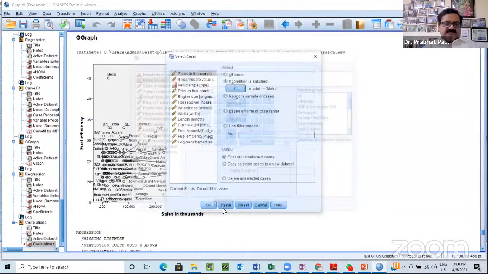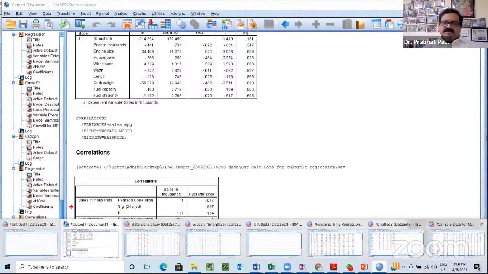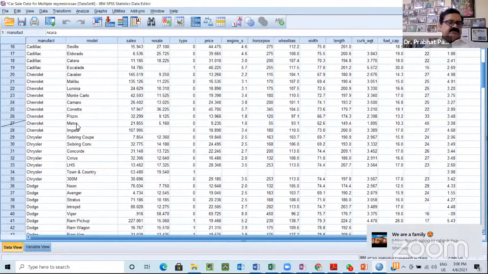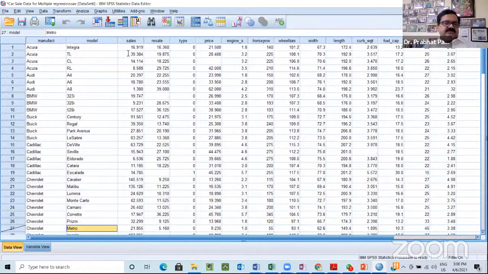And then we say Continue, and then OK. And then how has it affected the data set? If you look at the data set, you will see that Chevrolet Metro, in the 27th row, is crossed. This means when the data analysis is done, Metro will not be taken into account. So it will do the data analysis for all the data set except the Metro.